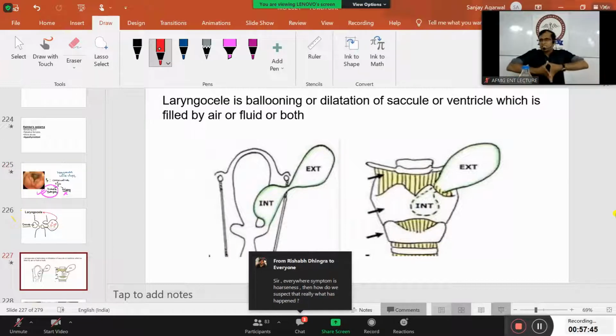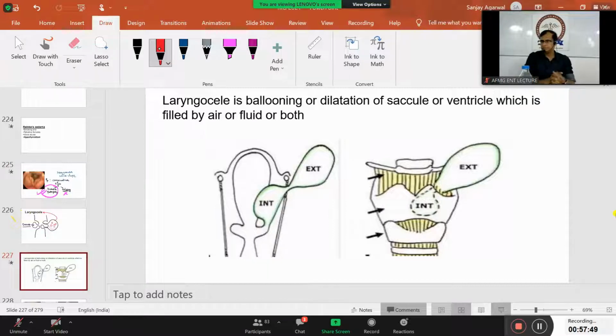Anything in the larynx, hoarseness is always or almost always there. So everyone, hoarseness is the main complaint. Voice change is the main complaint. Additionally, there could be dyspnea or aspiration. But voice change is always there as a main complaint.